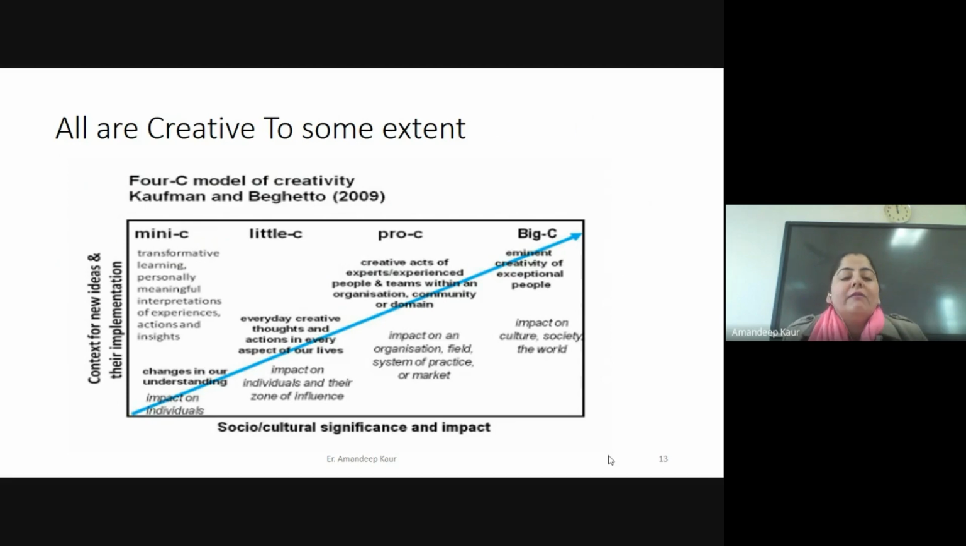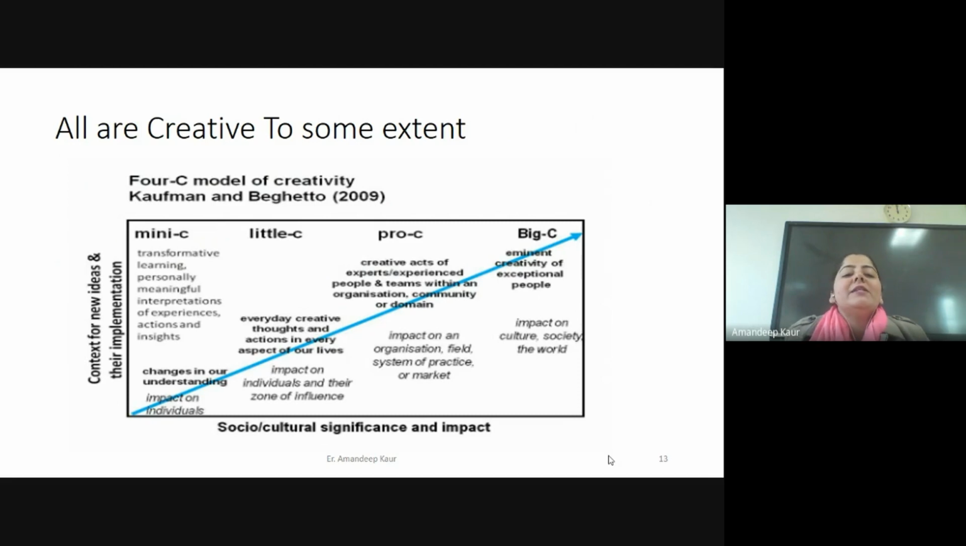Another major myth in our environment is that we are not creative, that "I'm not creative." But as per the literature on creativity, it is clearly defined that all are creative to some extent. There is a model given by Kaufman in 2009 that is considered the 4C model of creativity. In this model, he divided the level of creativity into 4 different sets.